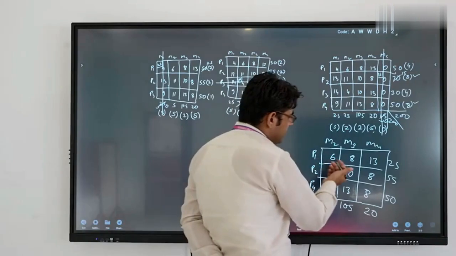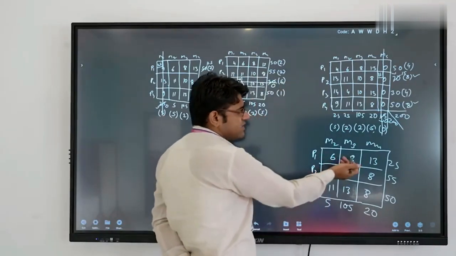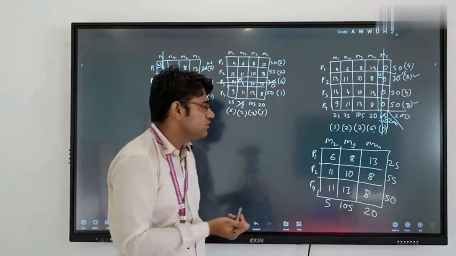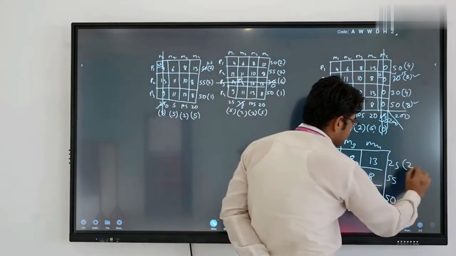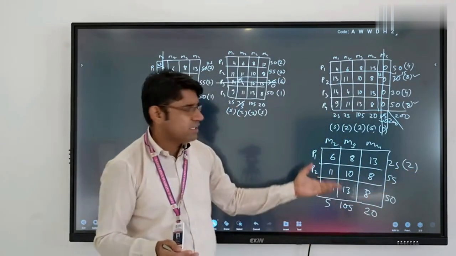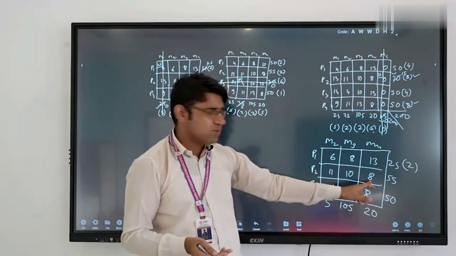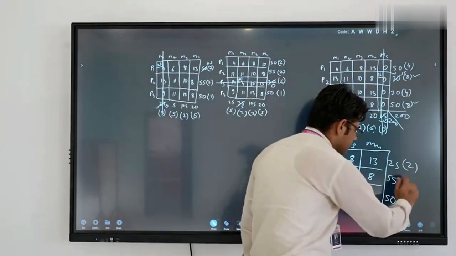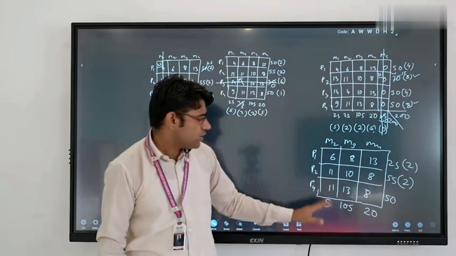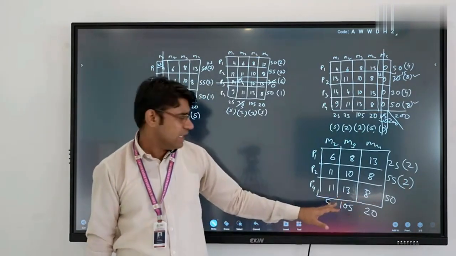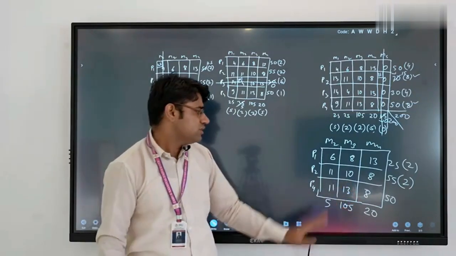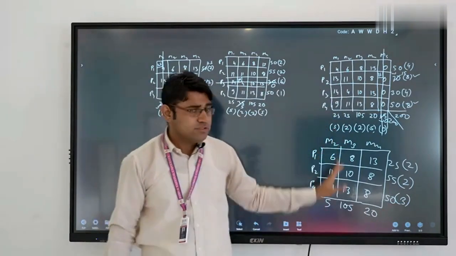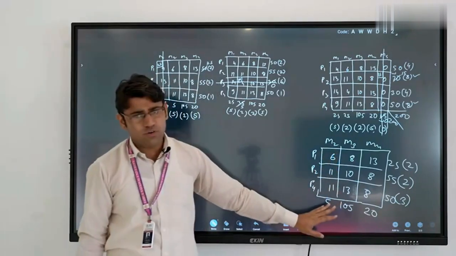Here the smallest element is 6 and the second smallest element is 8 in the first row. So the difference of 6 and 8 is 2. So the penalty is 2. Similarly, we find the other row penalties. In the second row, the smallest element is 8 and the second smallest 10. So the penalty is 2. And in the third row, the smallest is 8 and the second smallest 11. So the difference of 8 and 11 is 3. So the penalty is 3.